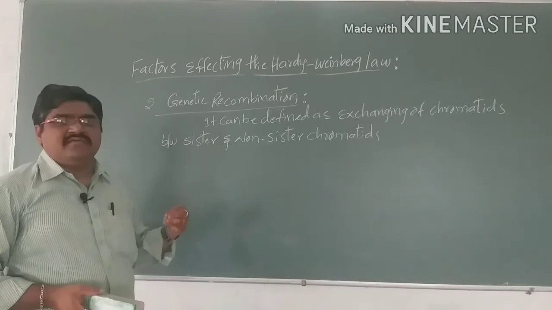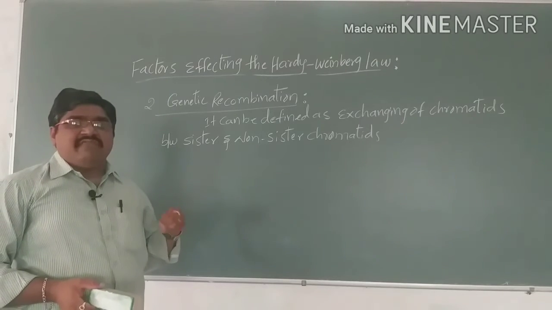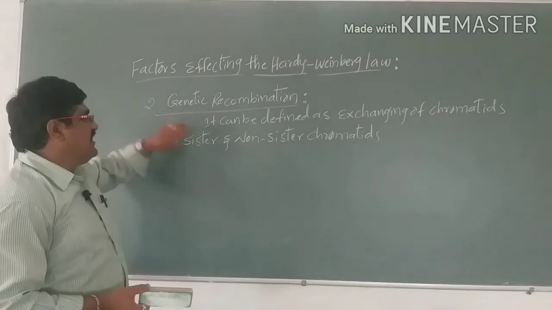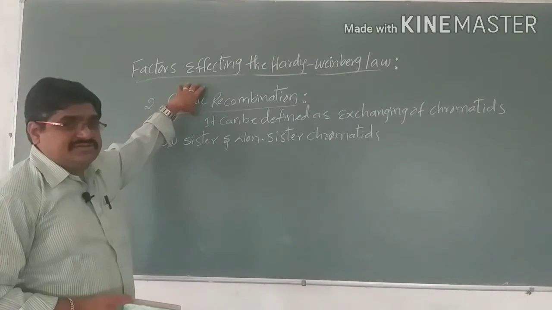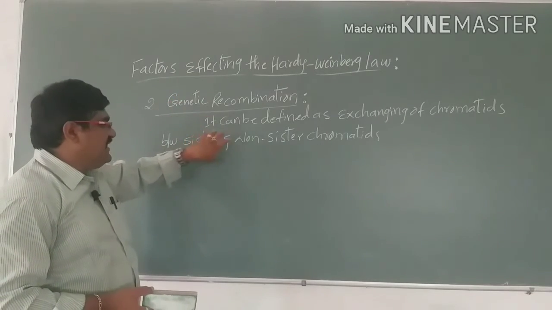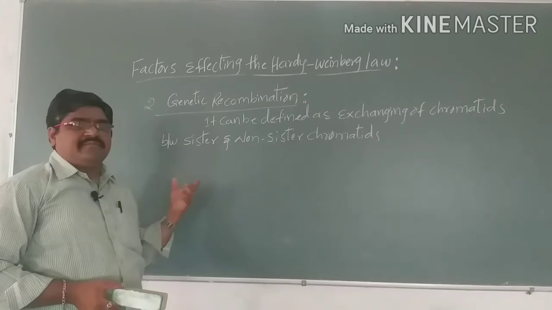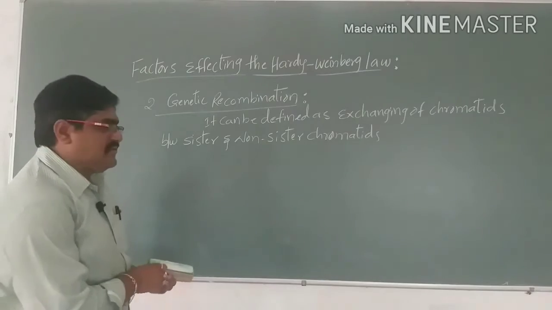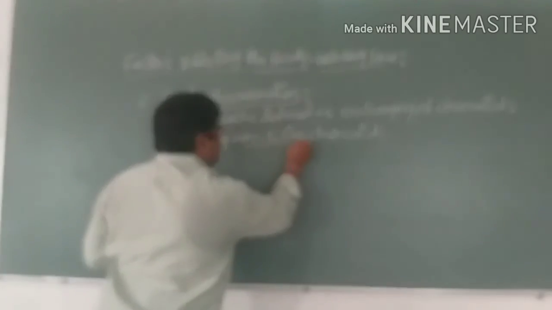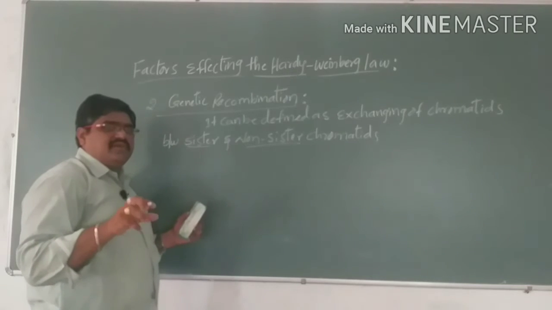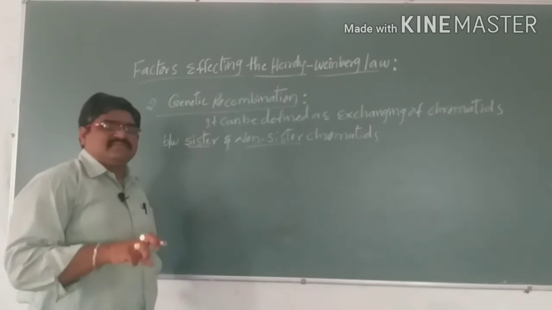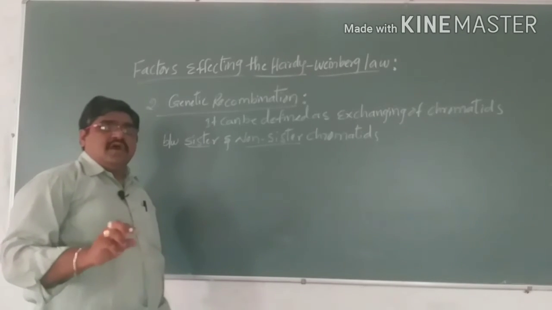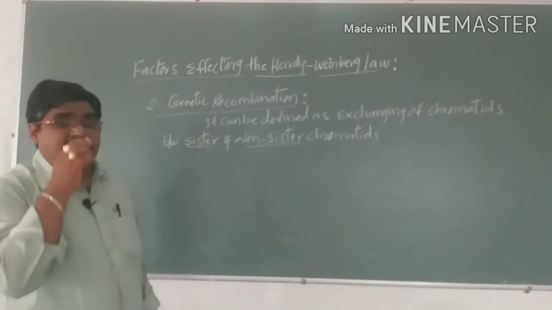When this takes place, genetic variations or new characters are produced in an organism, which is helpful for evolution. That is sister and non-sister. Sister means the chromatids of the same chromosome, which we call sister chromatids, and non-sister means the chromatids which belong to other chromosomes, called non-sister chromatids.